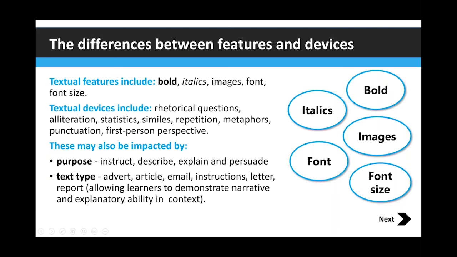So an advert, an article, email, instructions, letter, or report, all of which allow the learner to demonstrate a narrative and explanatory ability in context. Further detail regarding this is available via our amplifications, which can be found in the qualification handbook. And I'll discuss that a little bit later on in the webinar.